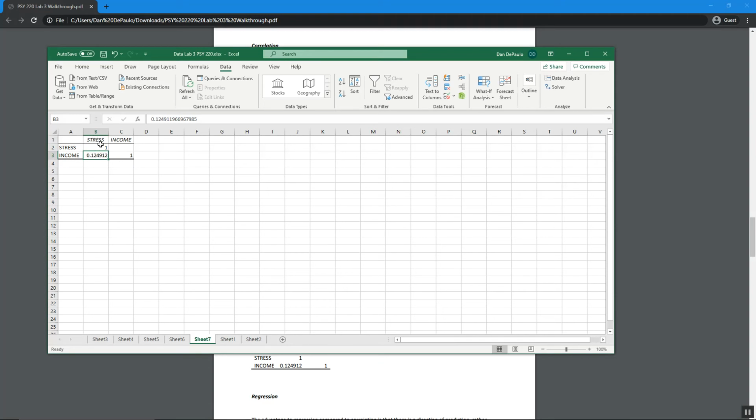So obviously stress and stress is the same thing, so the correlation is 1. Same thing with income and income. So the diagonals of the matrix are always going to be 1, because if you're correlating a variable with itself, it's going to be 1. But income and stress here is 0.2124, and that's a pretty small correlation. So there's not much of a relationship between stress and income, and that's because it's a complicated relationship.